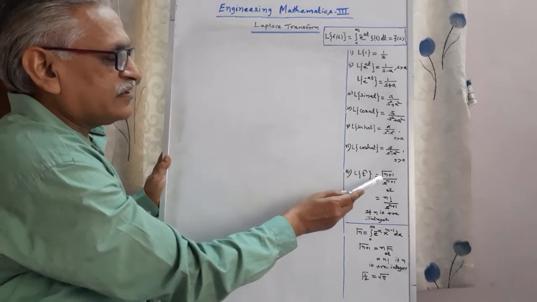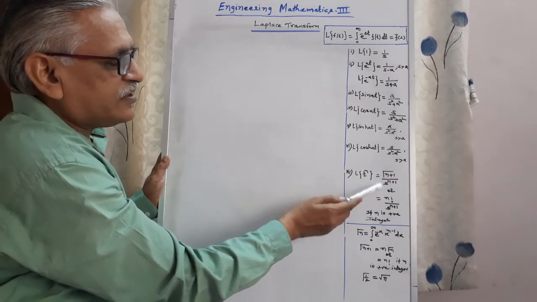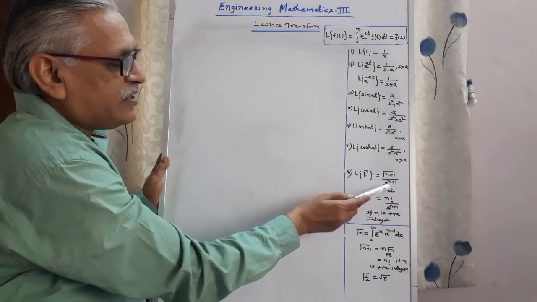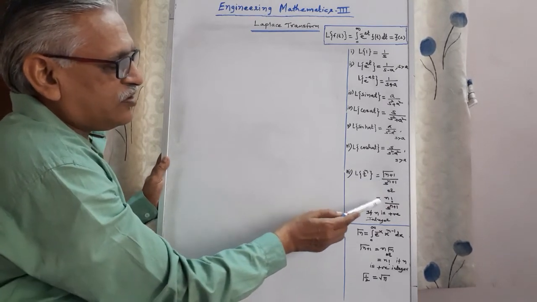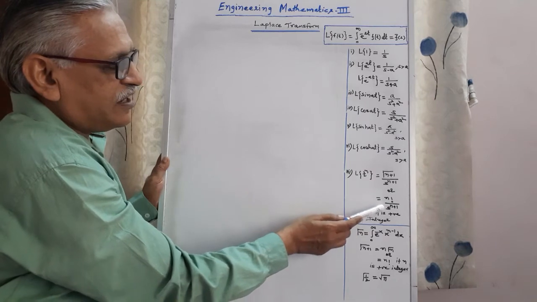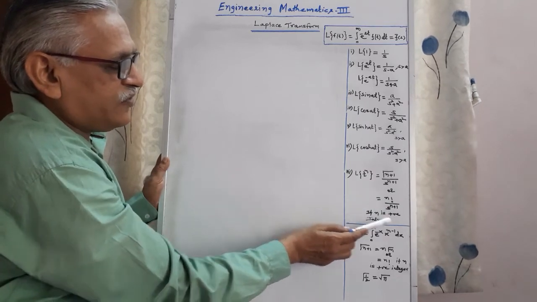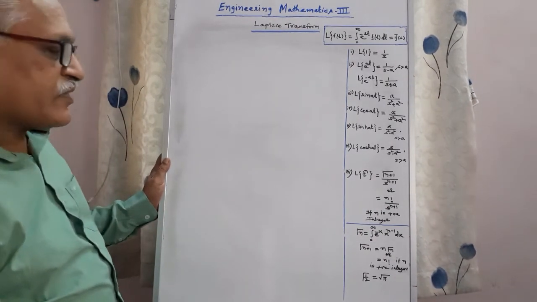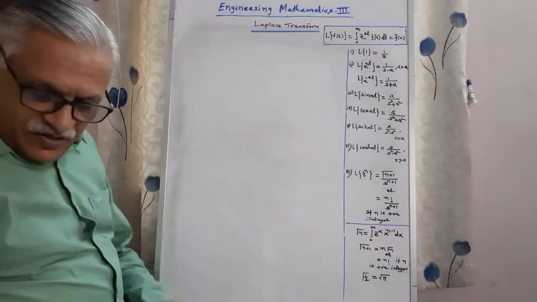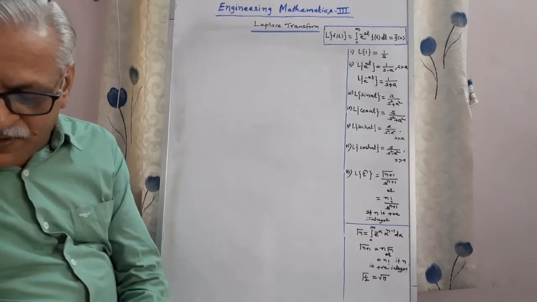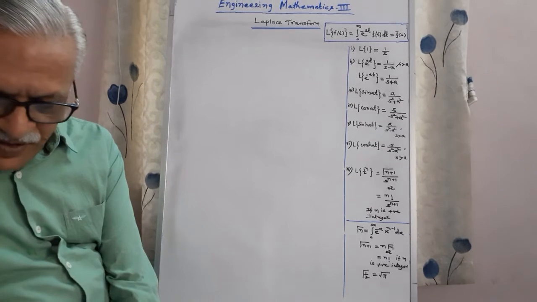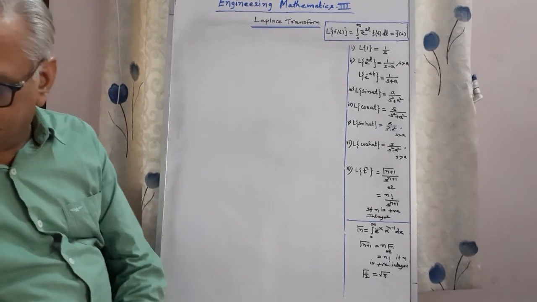Laplace of t raised to n has two results: gamma n plus 1 divided by s raised to n plus 1, or n factorial upon s raised to n plus 1 if n is a positive integer. Then I will discuss some more problems based on these standard results. Therefore, take the first.